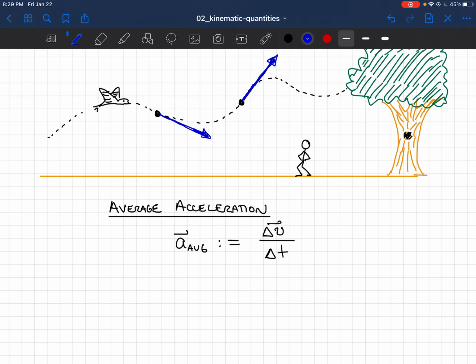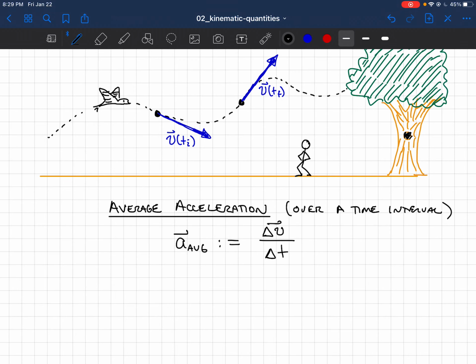So if this is some initial time, then we can call this the v at t initial, and we can call this vector v at t final, like that. So we have a time interval between this point and this point. We have the initial velocity vector and the final velocity vector, and we can ask ourselves, what is the average acceleration? Remember, average acceleration and average velocity are over a time interval.